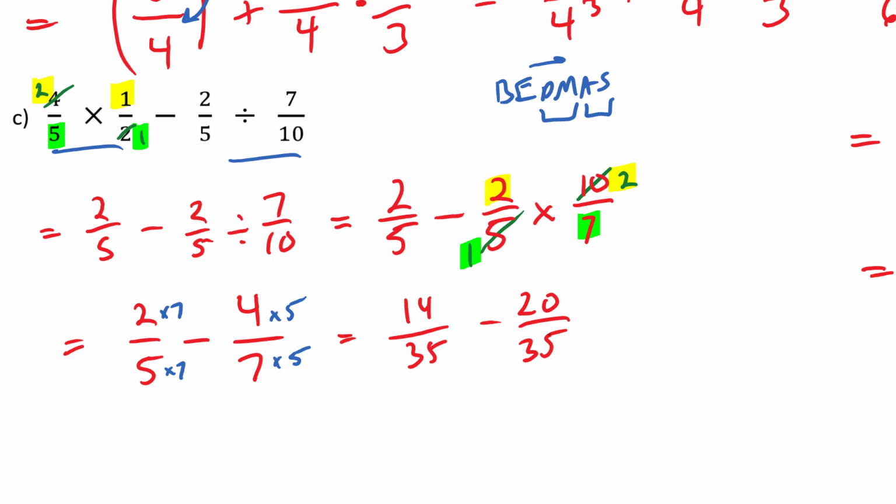Now that we have common denominators, we can just subtract the 2. We have 14 minus 20. It's going to be minus 6. Can we simplify that down anymore? We cannot. That is now the final answer.